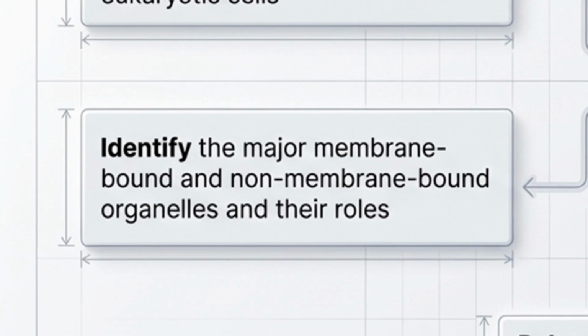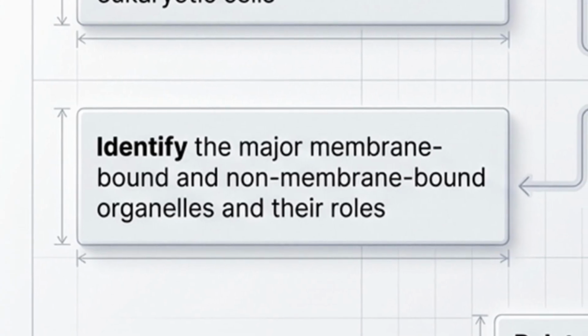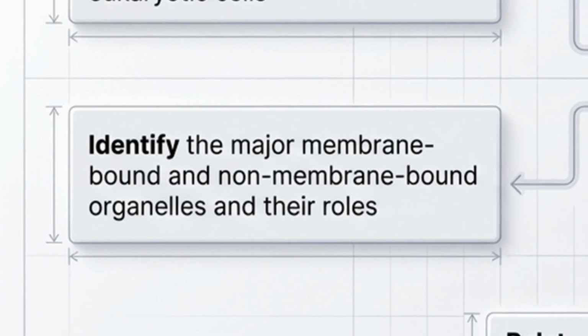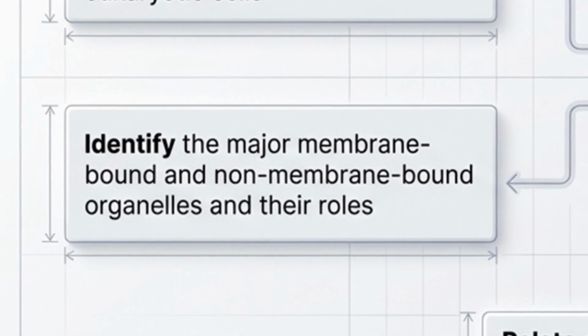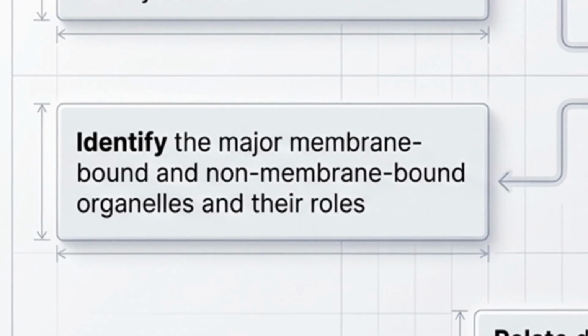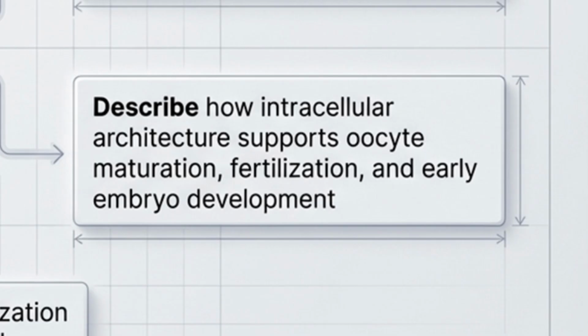The third objective requires you to identify the major membrane-bound and non-membrane-bound organelles and articulate their roles. Think of this as building your intracellular vocabulary. The organelles are the characters in every cell biology story we tell. The fourth objective bridges cell biology and reproductive medicine directly. You will describe how intracellular architecture supports the specific processes of oocyte maturation, fertilization, and early embryo development. This is where basic science becomes clinical science.